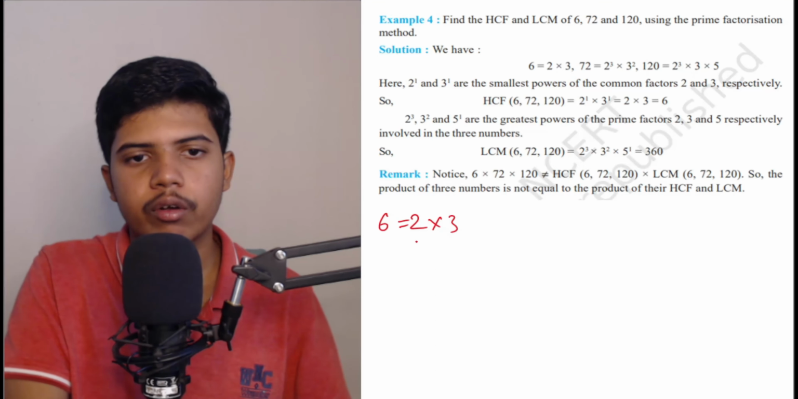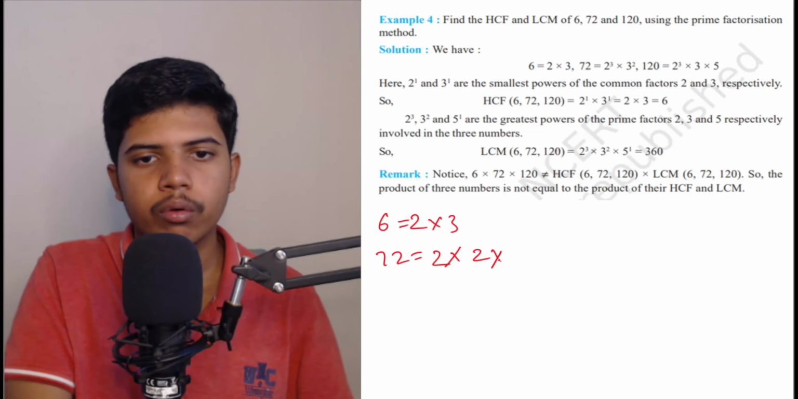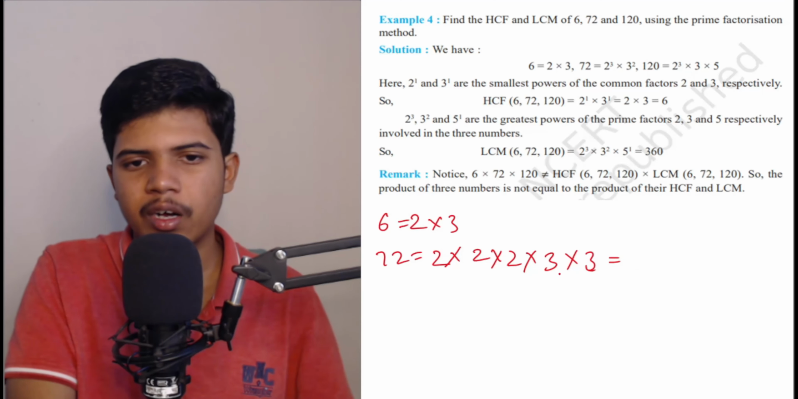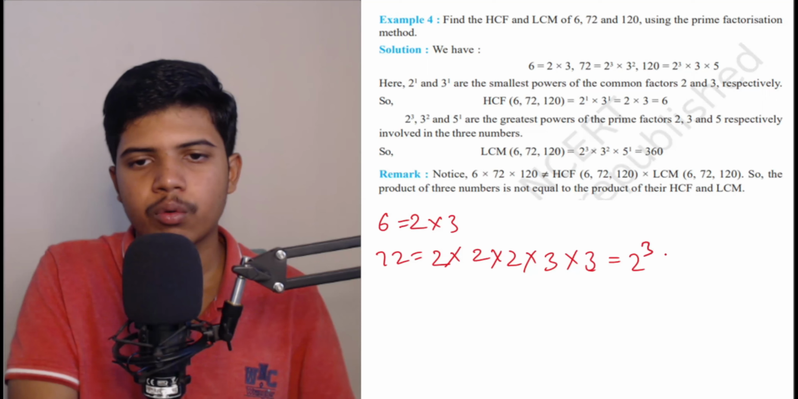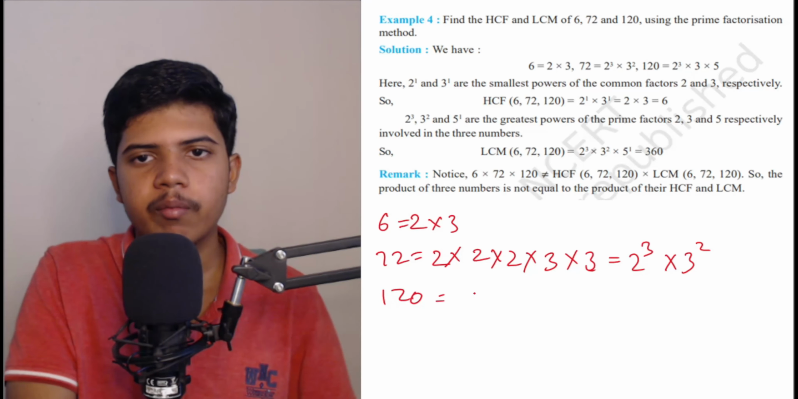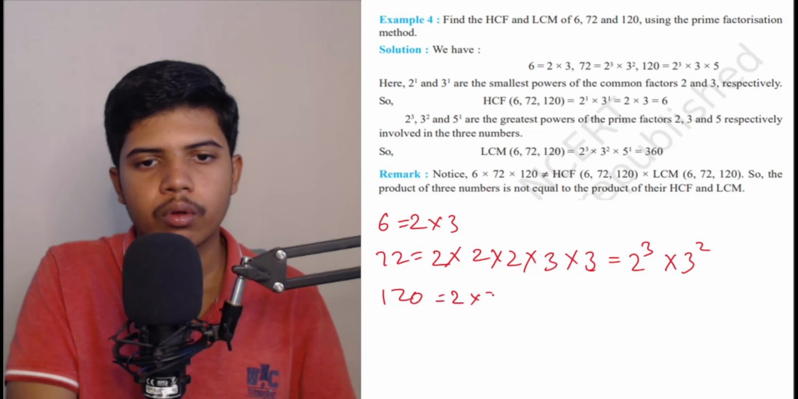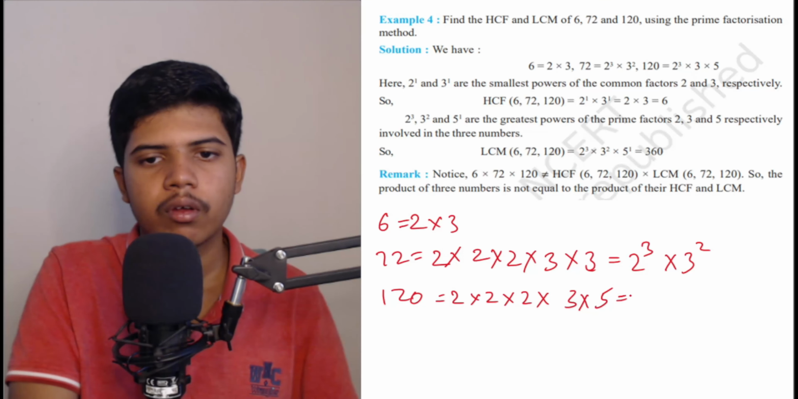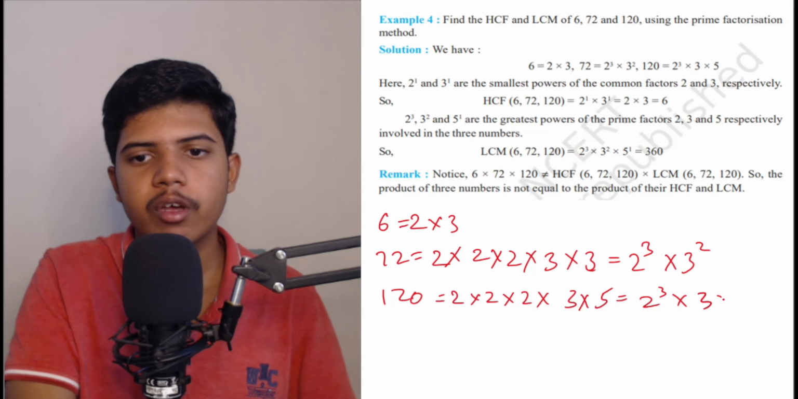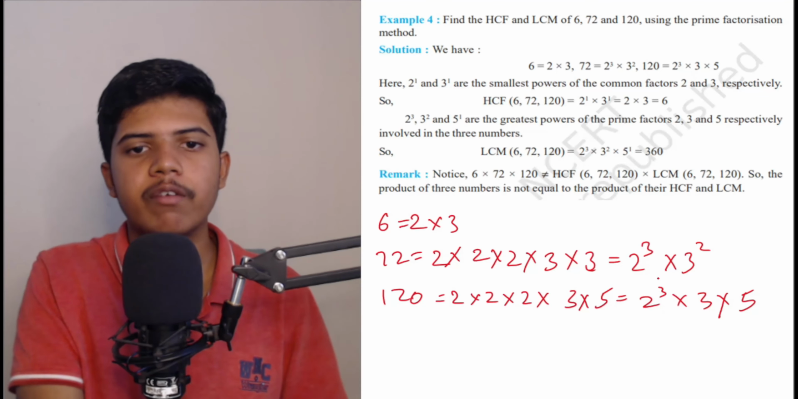6 is equal to 2 into 3. 72 is equal to 2 into 2 into 2 into 3 into 3. That's basically 8 into 9, 2 cube into 3 square. And 120 is equal to 2 into 2 into 2 into 3 into 5, which is 2 cube into 3 into 5.